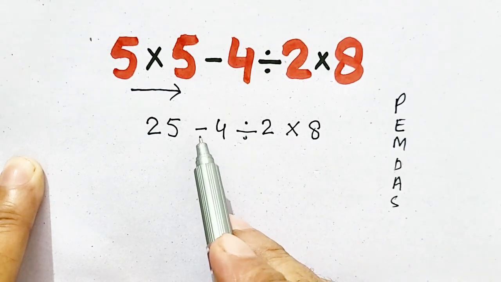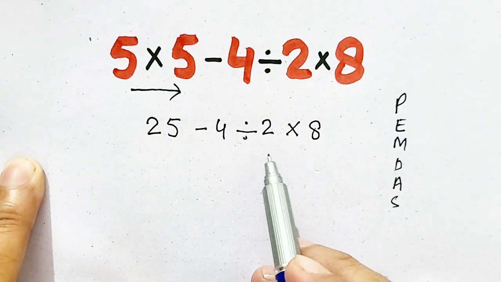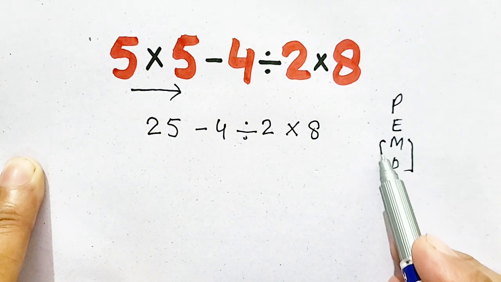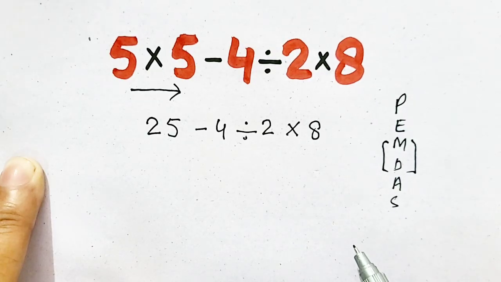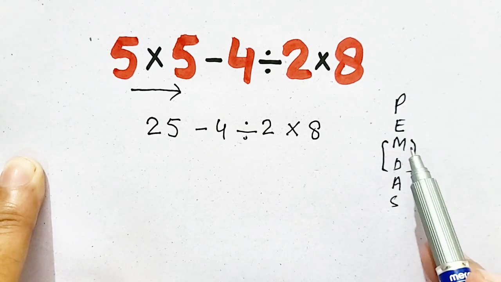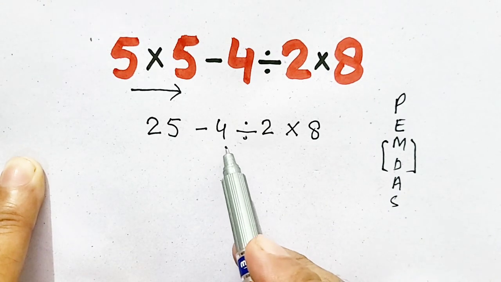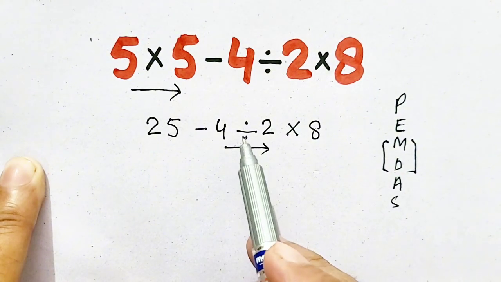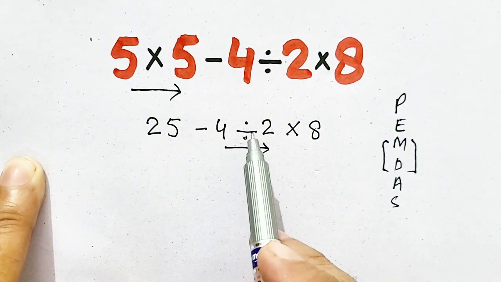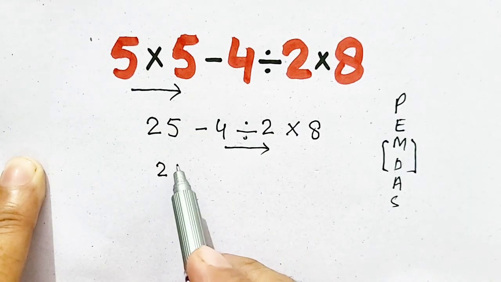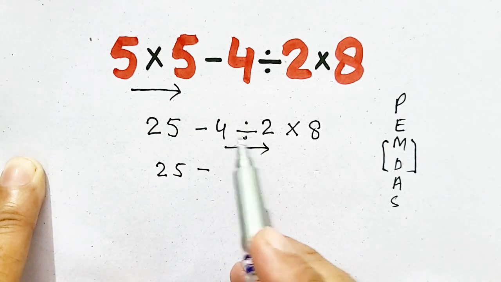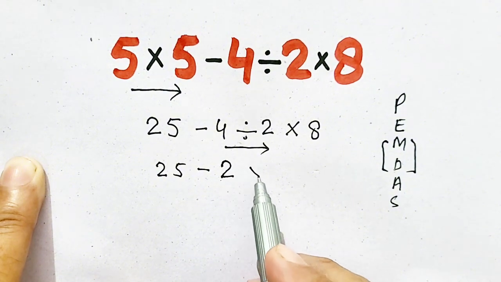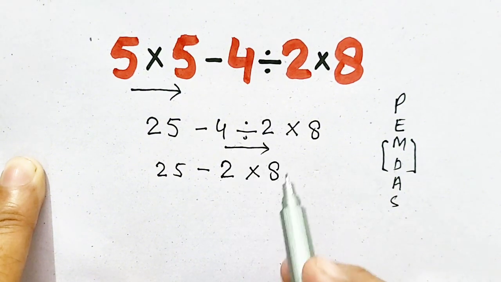Now here we have subtraction, division, and multiplication. BODMAS says that multiplication and division are in the same level, then we have to move from left to right. Means from left to right we have division first. So we have to divide first. 4 divided by 2 will be equal to 2, so 25 minus 2 times 8.